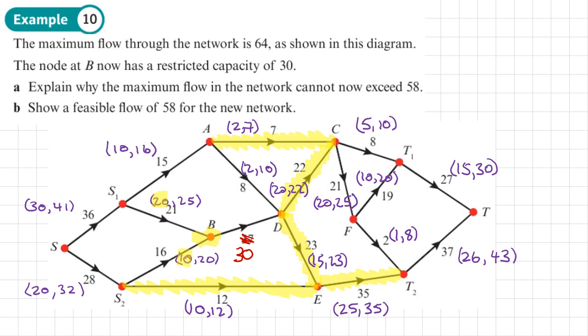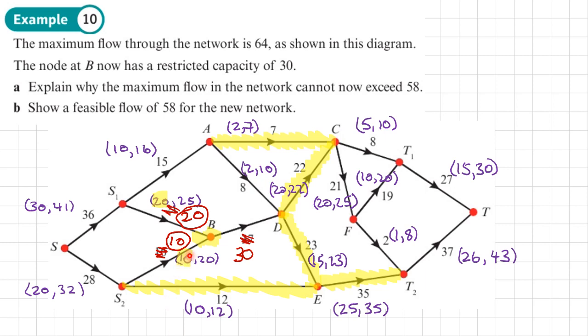So that means I will change this 21 here to 20, and this 16 here to 10. They have to be at their minimum so that I'm only allowing 30 through B.